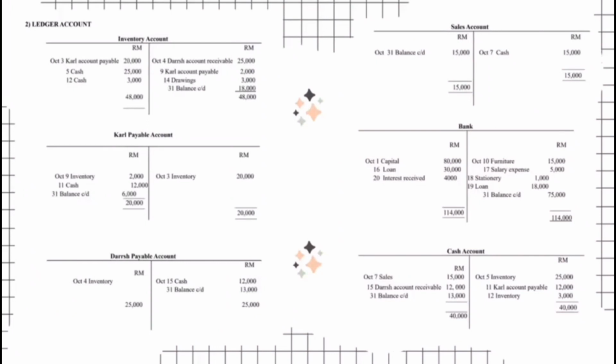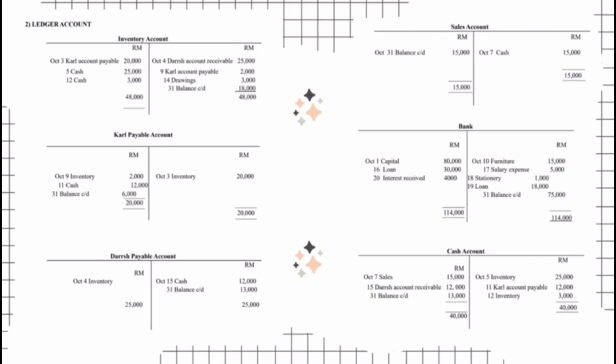Next is the ledger account. Inventory account, total is 48,000 ringgit. Next is the account payable account, total 20,000 ringgit. Another payable account, total is 25,000 ringgit. Sales account, total is 50,000 ringgit. Next is bank, 140,000 ringgit.